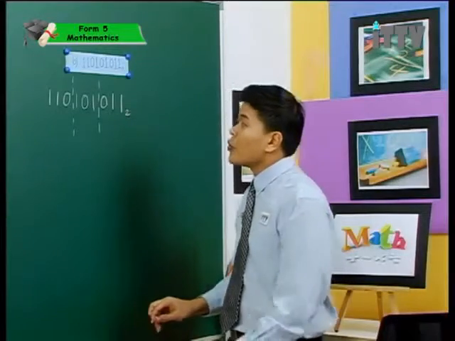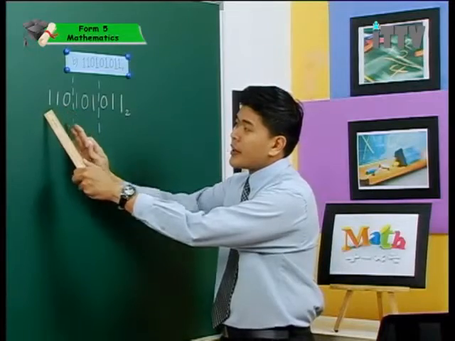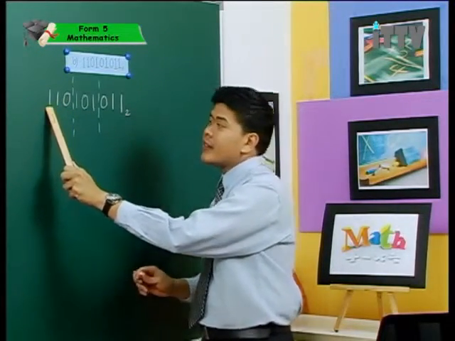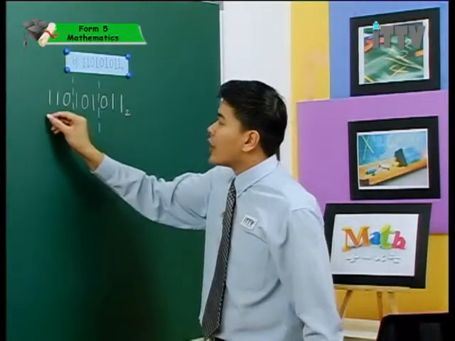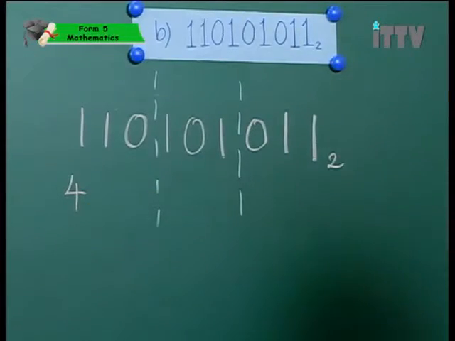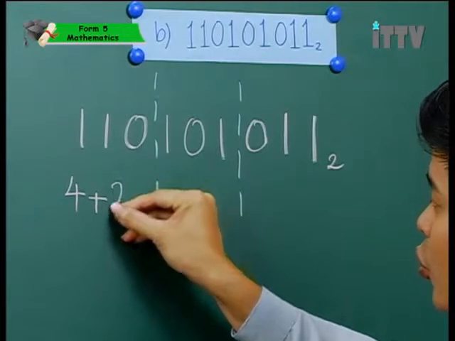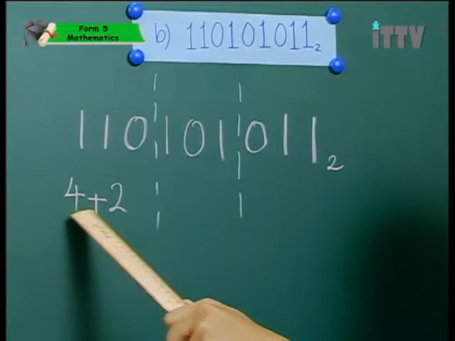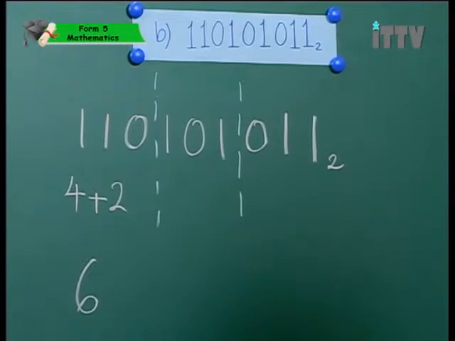Okay, so what do we want? Look at this first group right here. This one on the left, every time you see it in base 8, it will carry a value of 4. But now we have to add it with 2, right? Because this one carries a value of 2 in base 8. So 4 plus 2, 6.